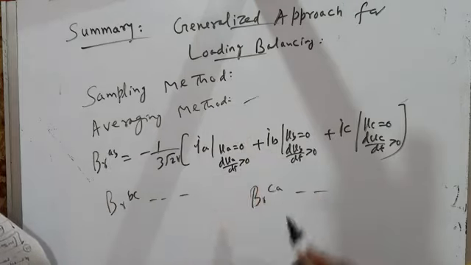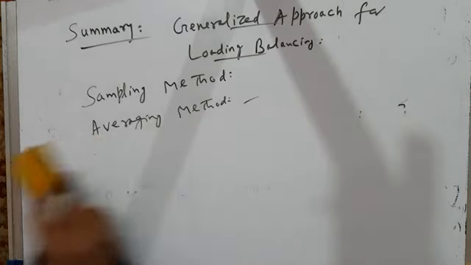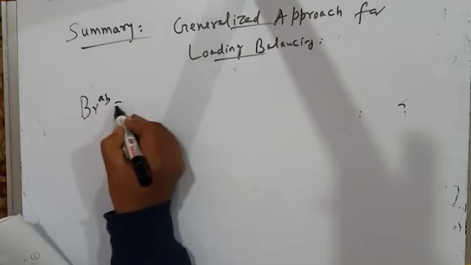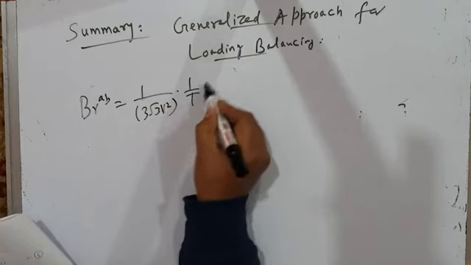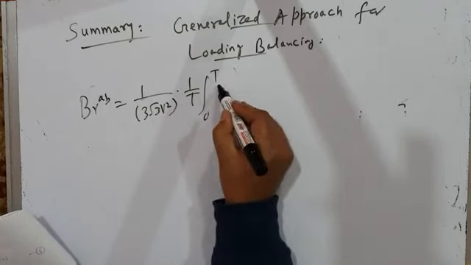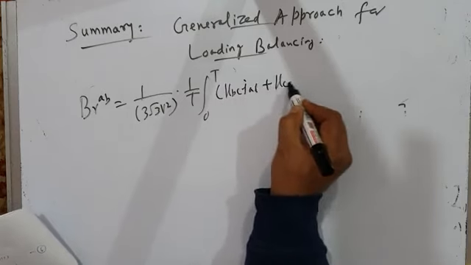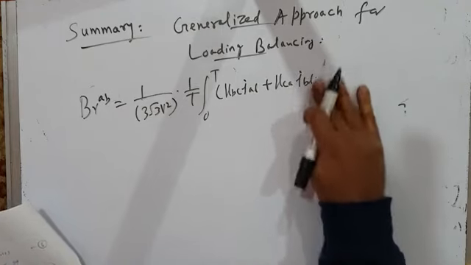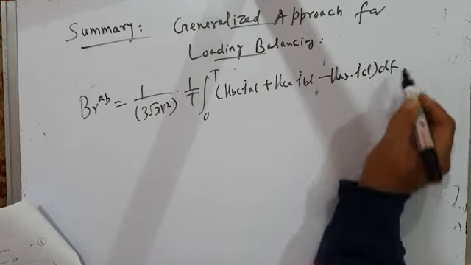In the averaging method, we used a different approach. What did we do there? We got a mathematical equation. After many manipulations, we arrived at these mathematical equations. I will write one of them. B gamma AB equal to 1 by 3 root 3 V square into 1 by T times the integral of line voltage VBC into line current IAL plus line voltage VCA into line current IBL minus line voltage VAB into line current ICL dt.